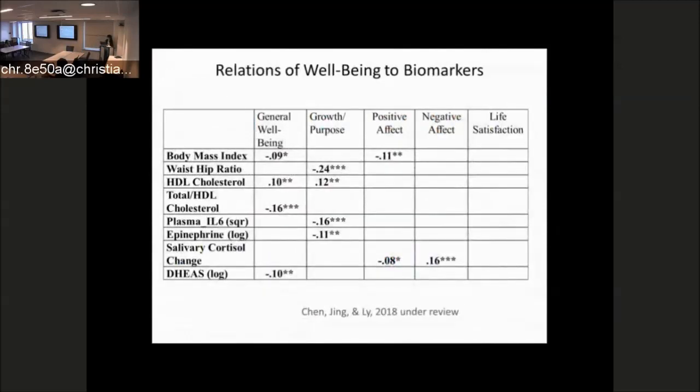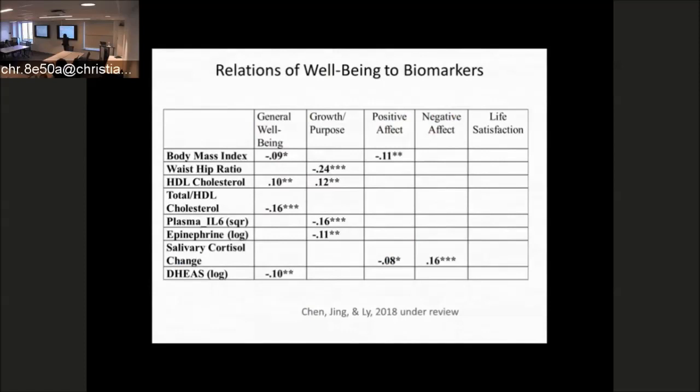So let's look at the relations of well-being to biomarkers. These relations are relatively weak because well-being was collected in 2006 and the biomarkers were collected in 2009. There's a three-year gap. And with a large sample, even a small effect size is very meaningful. So general well-being is negatively related to body mass index, related to your good cholesterol, very good, your total versus good cholesterol ratio, and also to the DHEAS. We did log transformation and square transformation as well, wherever necessary.